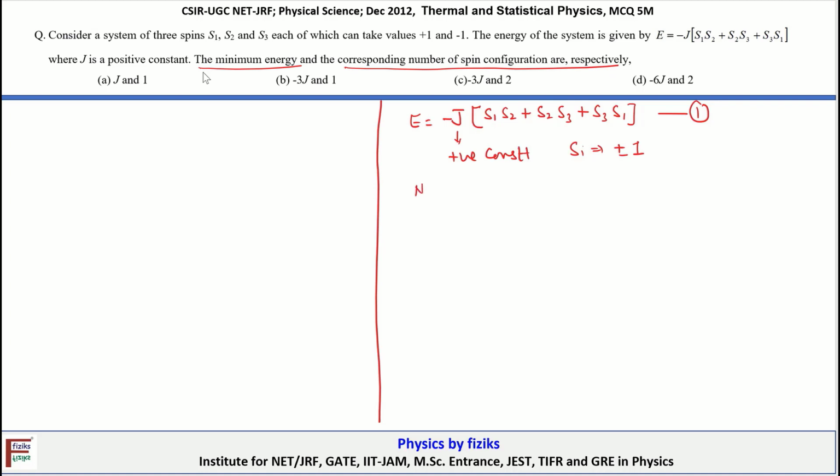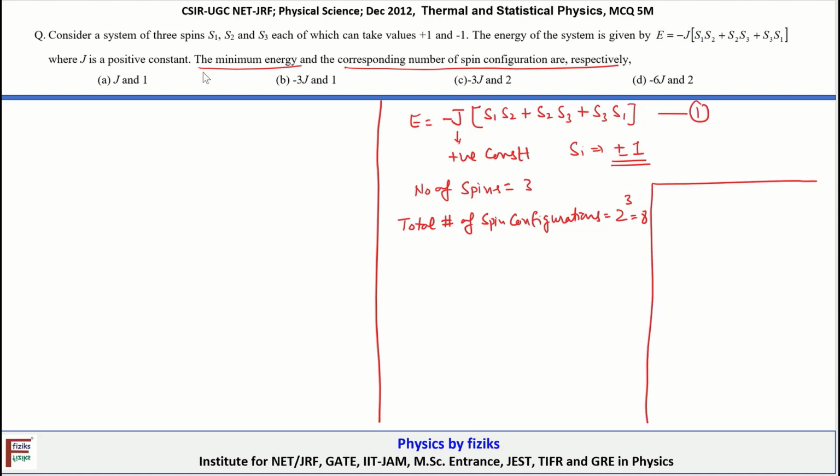The number of spins is 3. Because each spin has 2 possibilities, either +1 or -1, the total number of spin configurations is 2 to the power of the number of spins, which is 3, so that is equal to 8. So let's work out what those possible spin configurations are. Here I'm going to list all those configurations.